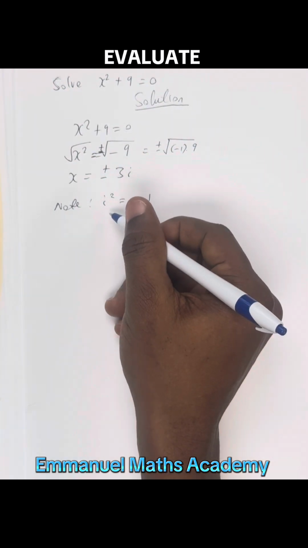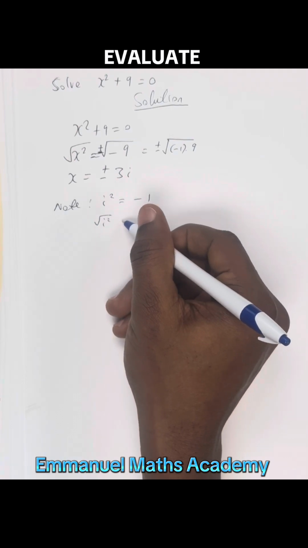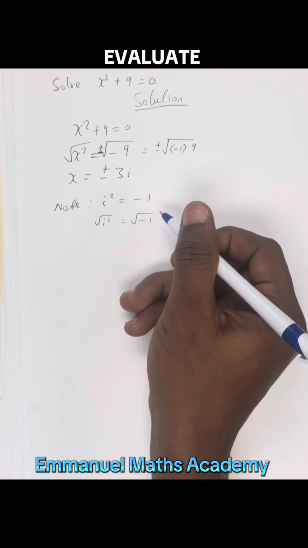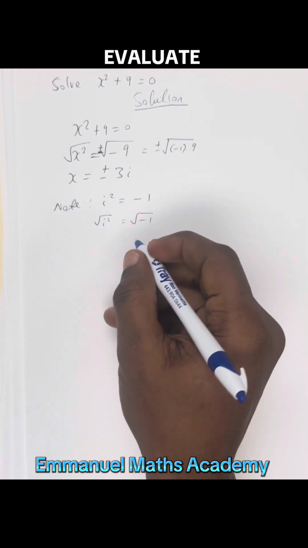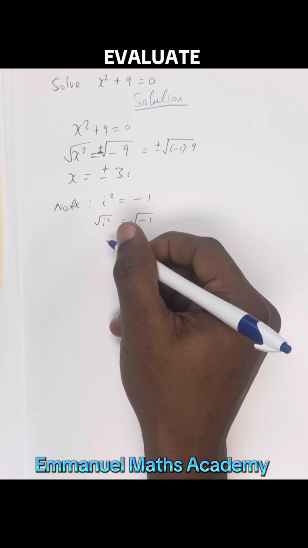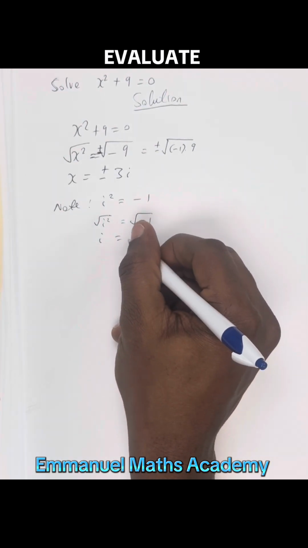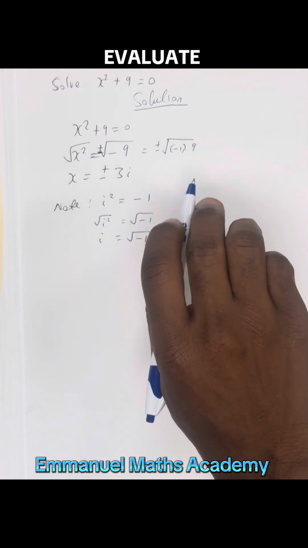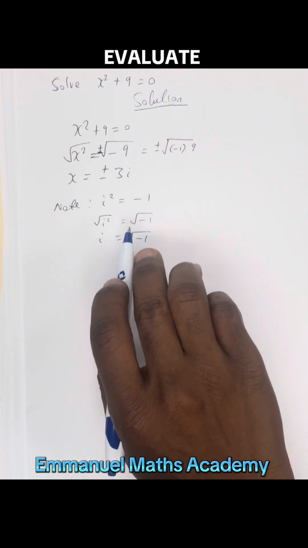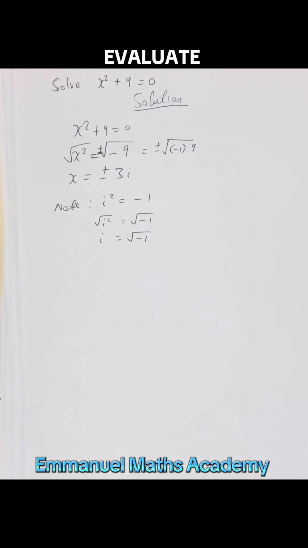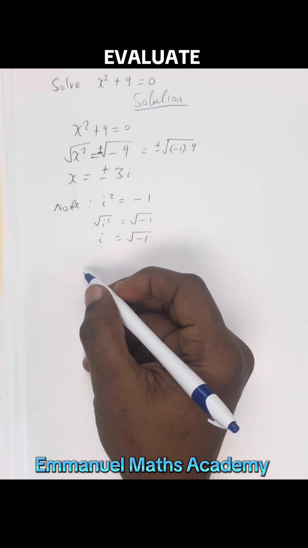And if you take the square root of both sides, you have that i is equal to root minus 1. So root minus 1 here is what? i. Right? You can also solve this using another method called difference of two squares.